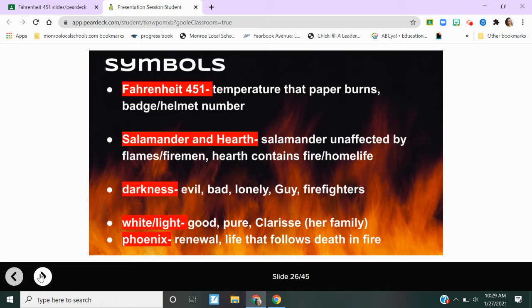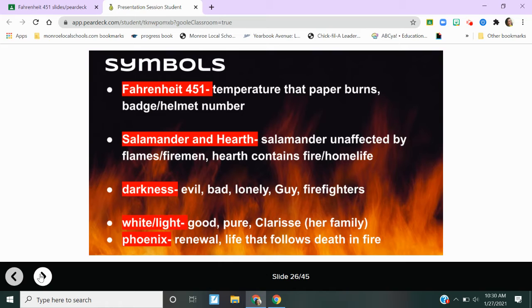So some symbols to know about. I think I told you this yesterday: 451 is the temperature that paper burns. It's also their badge number, like their unit number. If you don't know what a hearth is, there are 3 parts in the book. The first part is called the Hearth and the Salamander. A hearth is from a fireplace, right? It's the part of the fireplace that holds the fire in.